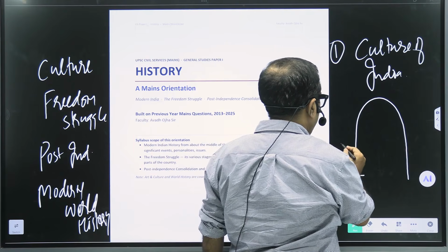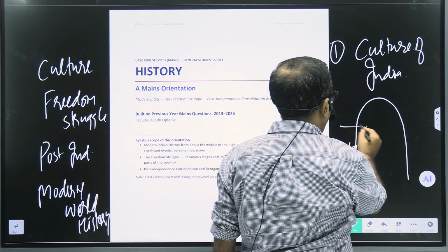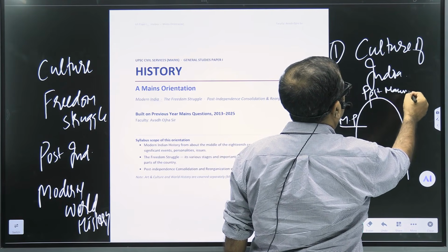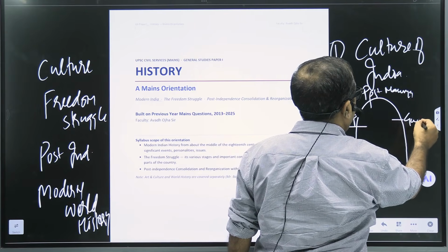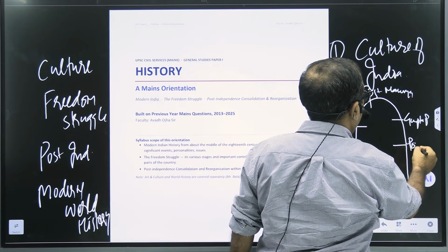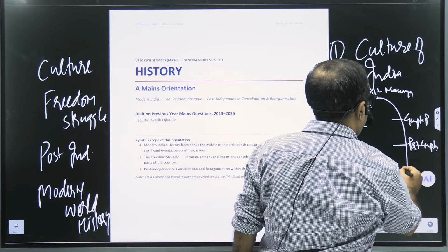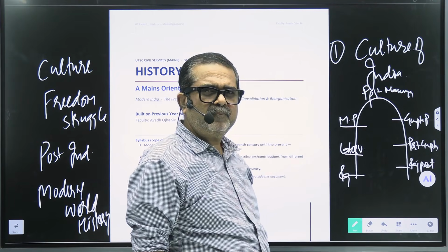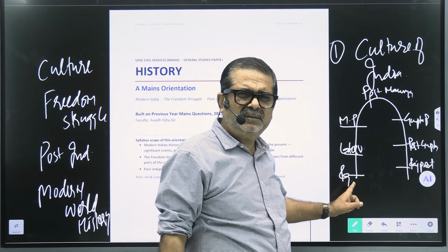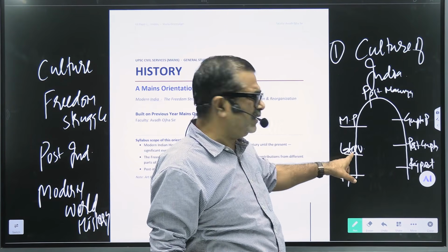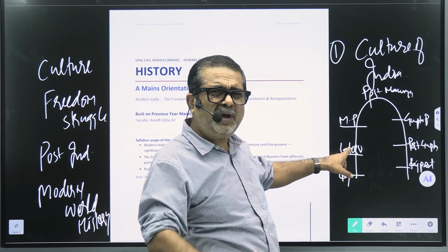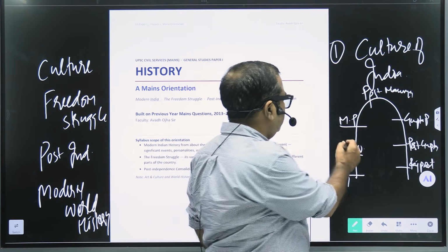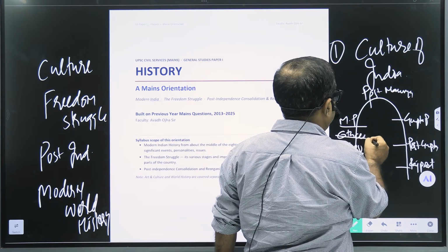Rig Vedic period, later Vedic period, Mauryan period, post-Maurya period, Gupta period, post-Gupta period, Rajput period. Subsistence economy, no architecture, improvement in subsistence economy, no archaeological evidence of the 6th century BC, Buddha period. 6th century BC. What do you call the Buddha period?